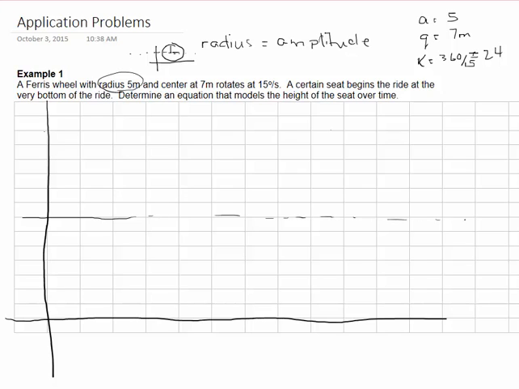Dot that in. And my amplitude is 5 above and 5 below. So I know 7, 8, 9, 10, 11, 12. So that's going to be my highest point there. And my lowest point at 2.